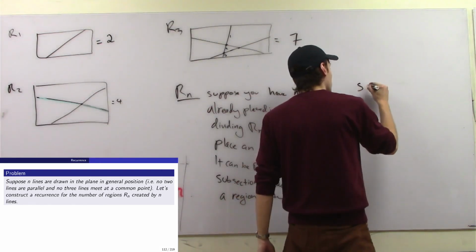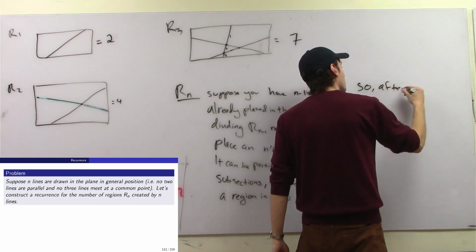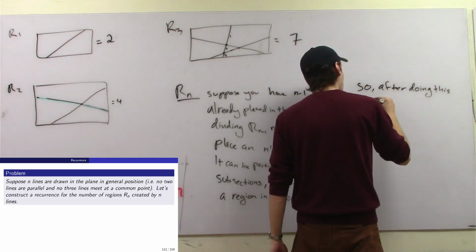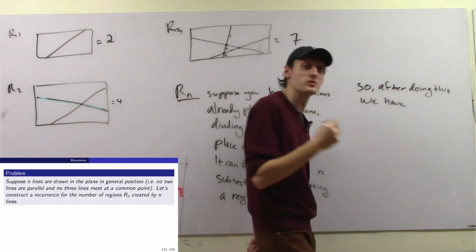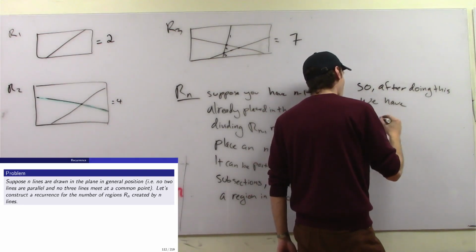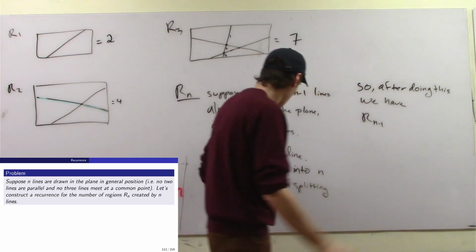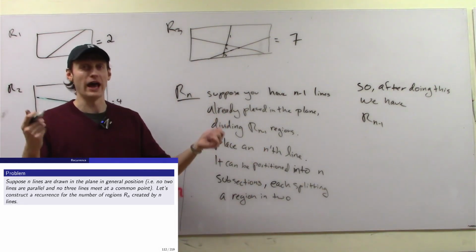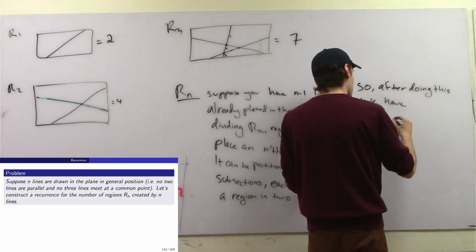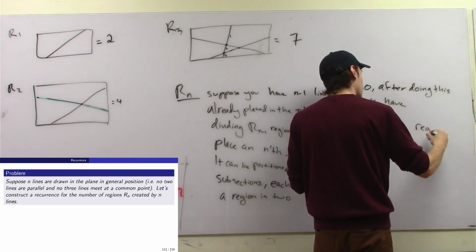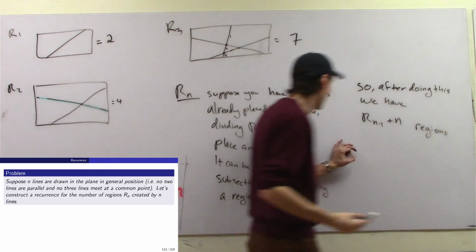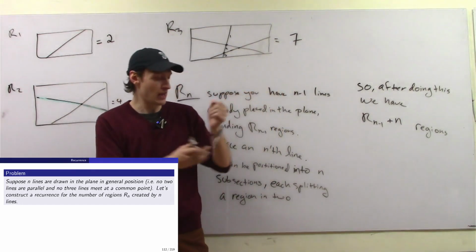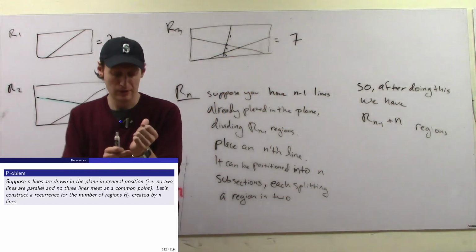So after doing this, we have the number of regions we started with, which is R sub n minus 1. And we've taken n of those and we've doubled them, so we gain a total of n regions plus n regions. Is that clear? While we split them in two, we don't add 2n because we started with n of them. So we take n that we had and we turn them into 2n. All right.